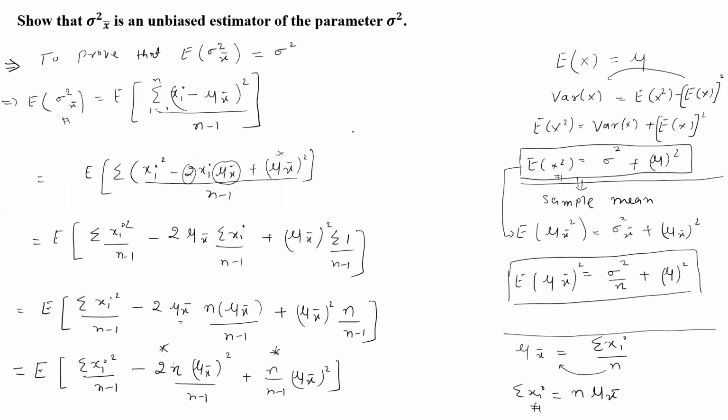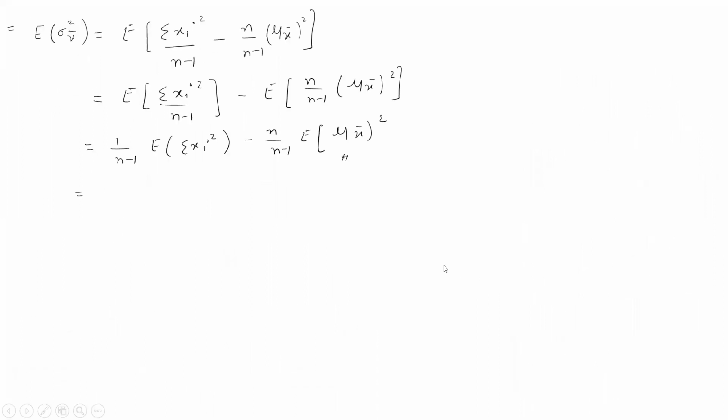So we have derived this short formula here. You can see I have expectation of x square value as sigma square plus mu square, and expectation of mu of x bar whole square is this term. So I will substitute this, and equations number 1 and 2 here.